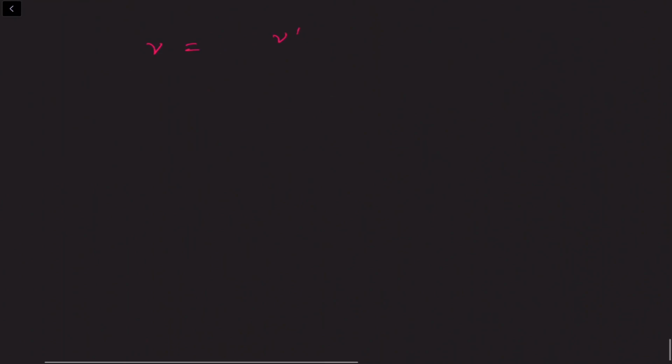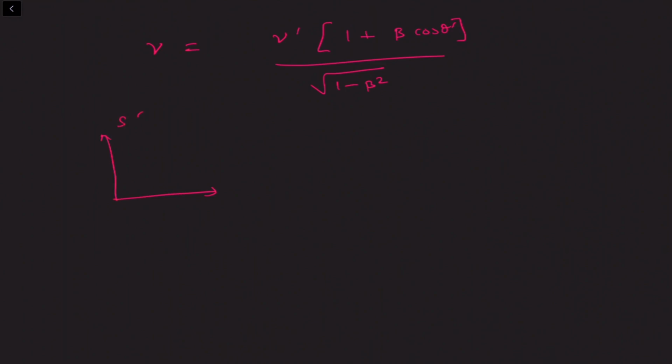Nu is equal to nu prime into 1 plus beta cosine theta prime over the square root of 1 minus beta square. So this formula tells us that if we had a frame S prime in which we saw a light beam moving at an angle theta prime, and we had a frame S with respect to whom this frame S prime was moving at a speed v. So according to S, the frame S prime is moving with speed parameter beta, or speed v.